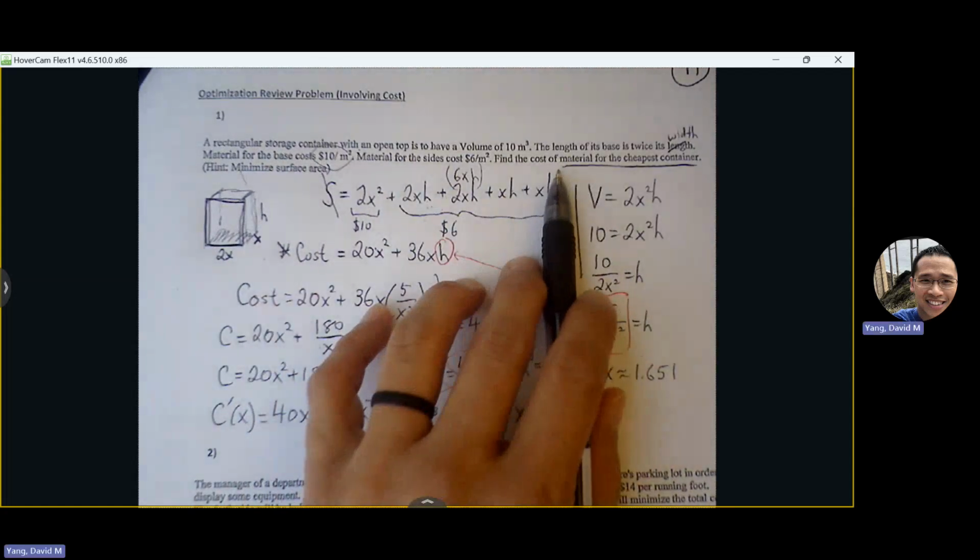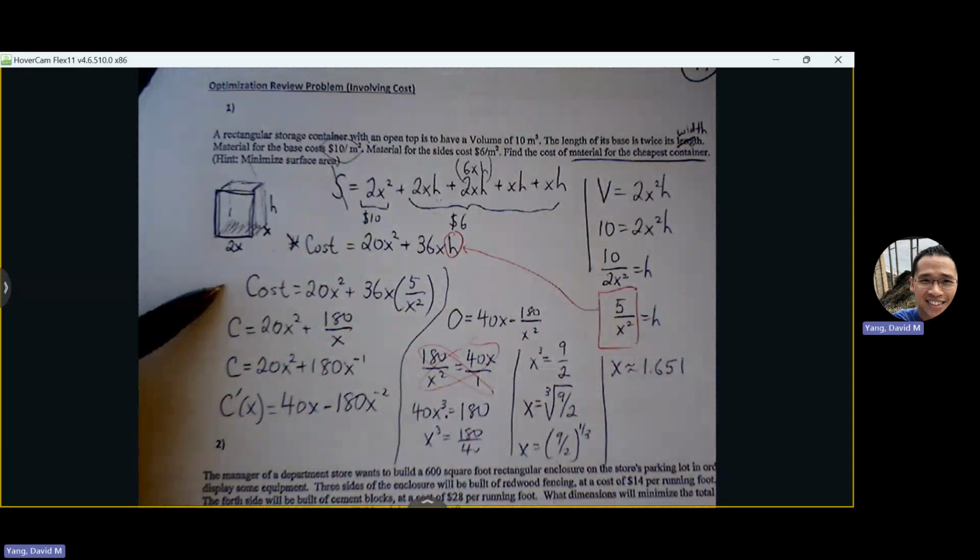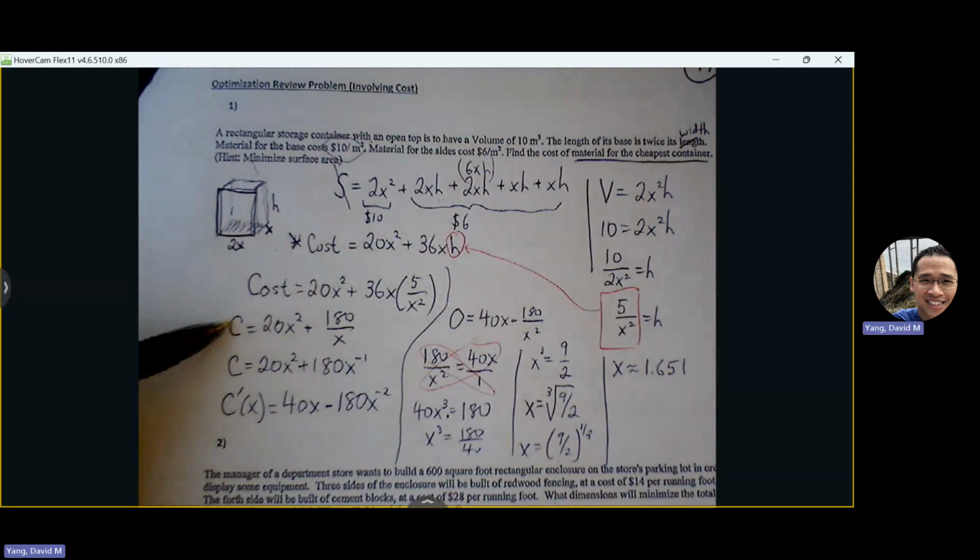So find the cost of the material. So I want to plug this into one of the cost equations. There's multiple ones. You can put it into the original one, or you can put it into the one that's involving just X, but just make sure you don't put it into C prime. But any of these cost equations will get you the same answer.